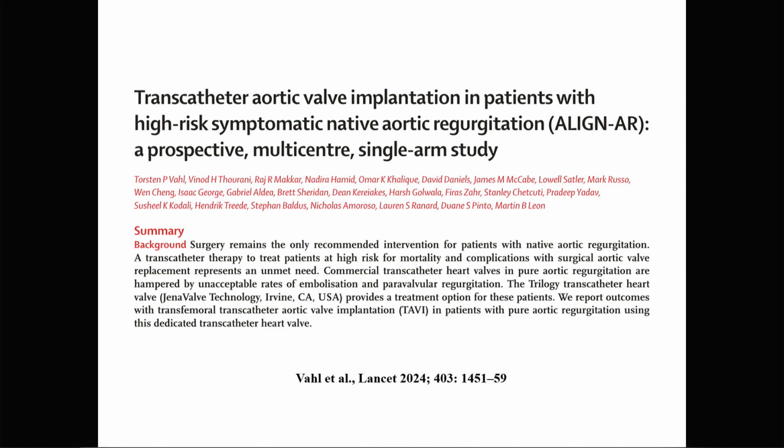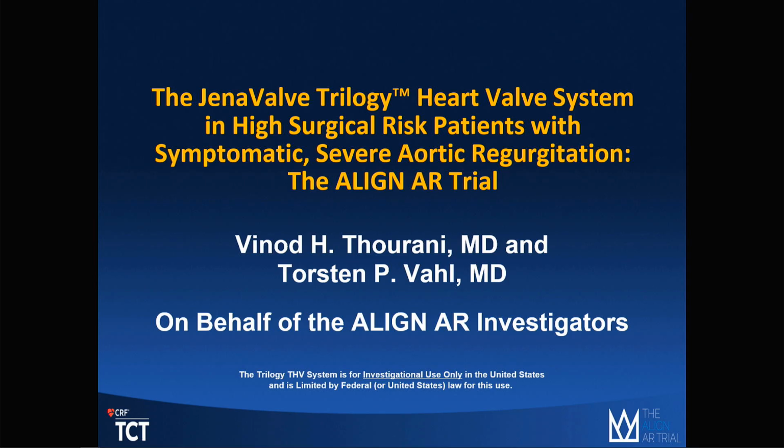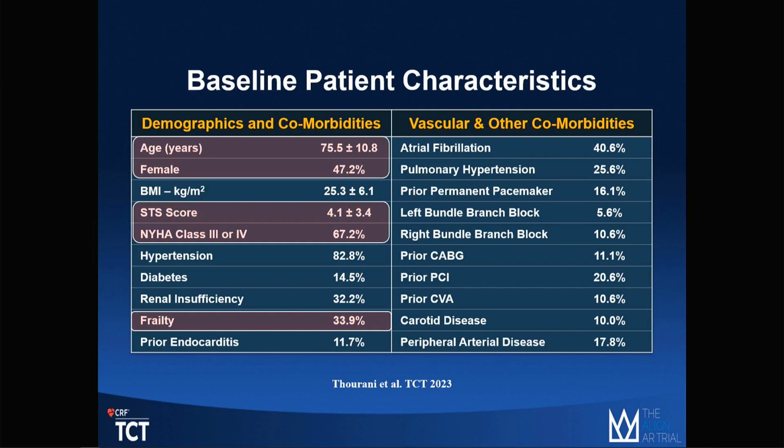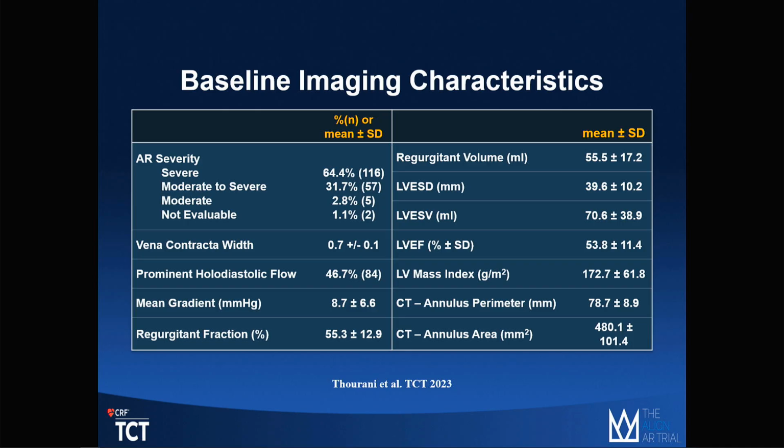Like I mentioned yesterday, this has been now published in Lancet, the original series, 180 patients. These are all high-risk patients, no low risk, no intermediate, all high-risk patients. You can see age was 76, and the STS score was 4, and a large percentage of them had frailty associated with it. Almost all of them had either moderate severe or severe. There are some patients you see that say moderate or non-evaluable. This is by the core lab site. We did look at the patient site also, which all had severe.